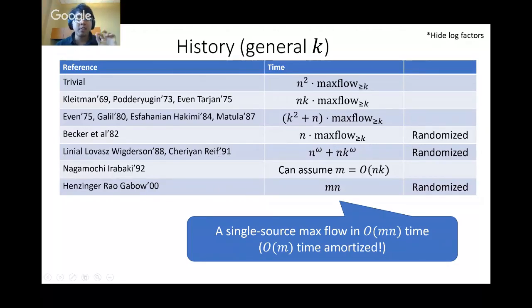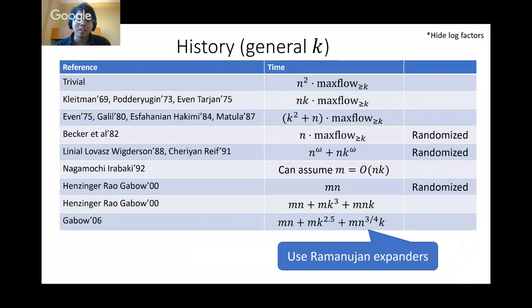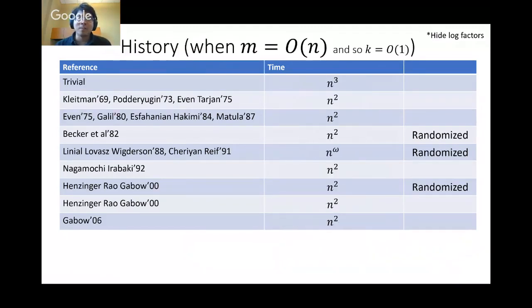And this is actually very cool because it says how to solve MaxFlow in O(M) time amortized, right? So this is actually a cool thing to know. And there are some slower algorithms, but deterministic, and they use some cool ideas like Ramanujan expanders, by Gabow.